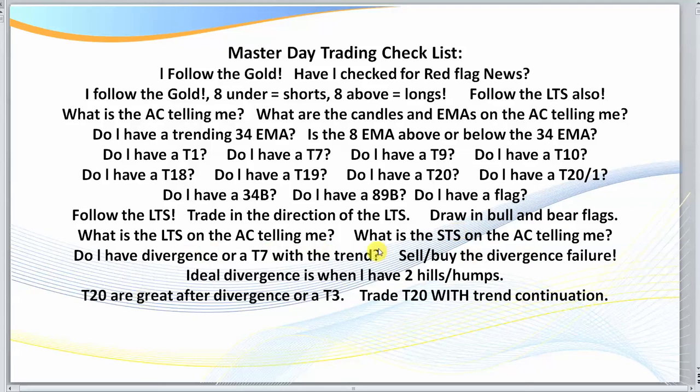What's the long-term stochastic on the anchor chart telling me? Because overall, unless we're trading counter trend, we want to be trading with the long-term trend. Okay, the ideal divergence is when I have two hills or two humps. T20s are great after a divergence or a T3. That is a mean reversion trade.